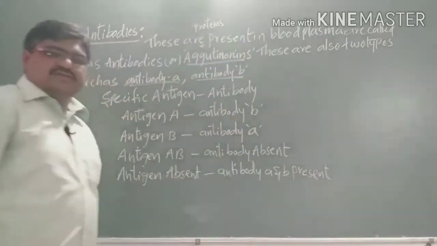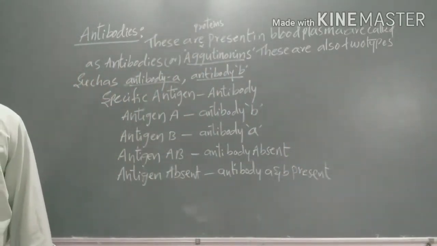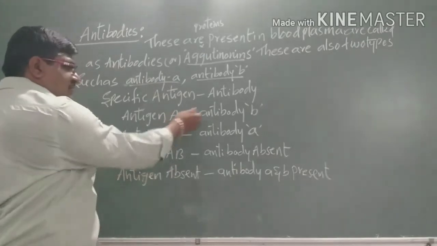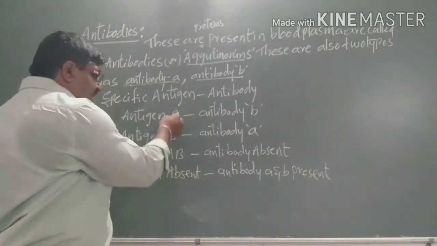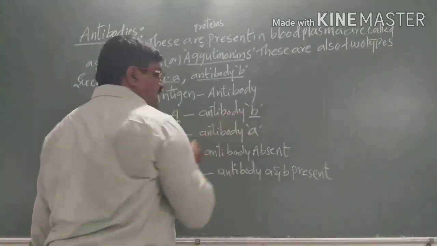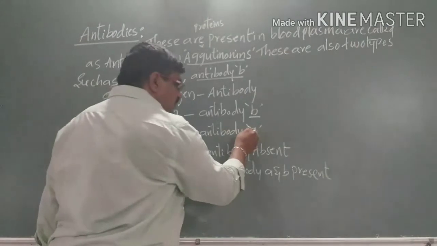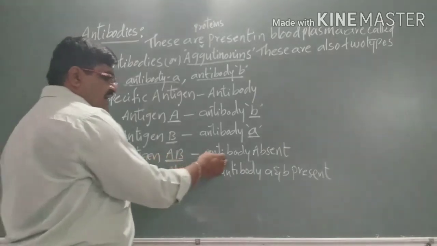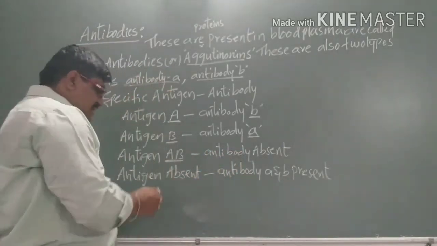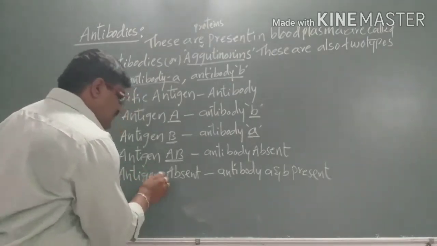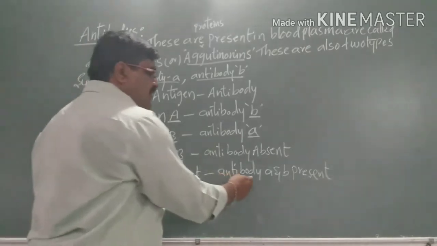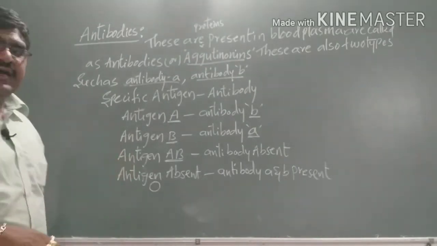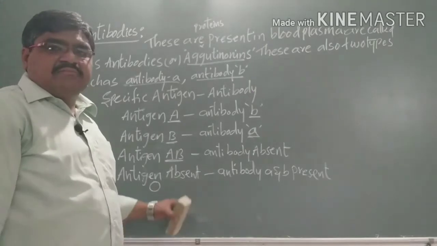So this is where there are no antigens, and here we have different types of antibodies present. When you see here, A antigen will consist of antibody B, and B antigen will consist of antibody A. If antigen AB, blood group AB, is present, then antibodies are absent. In O blood group, antigens are absent, and antibodies A and B are present. This is how the different types of antibodies are present.